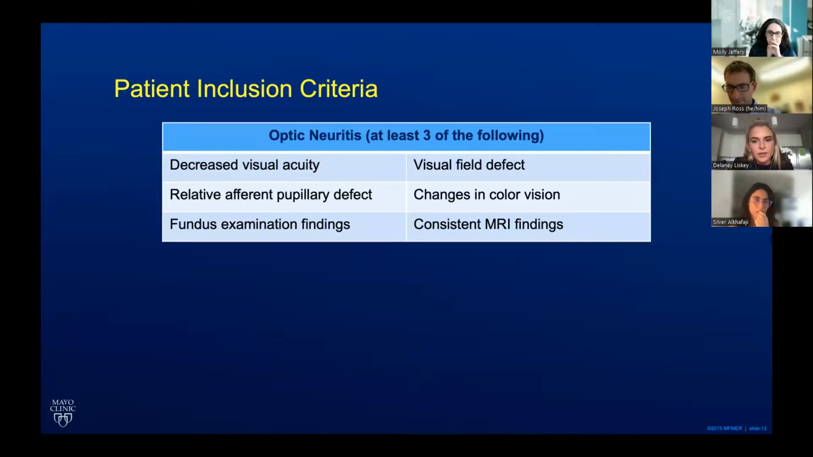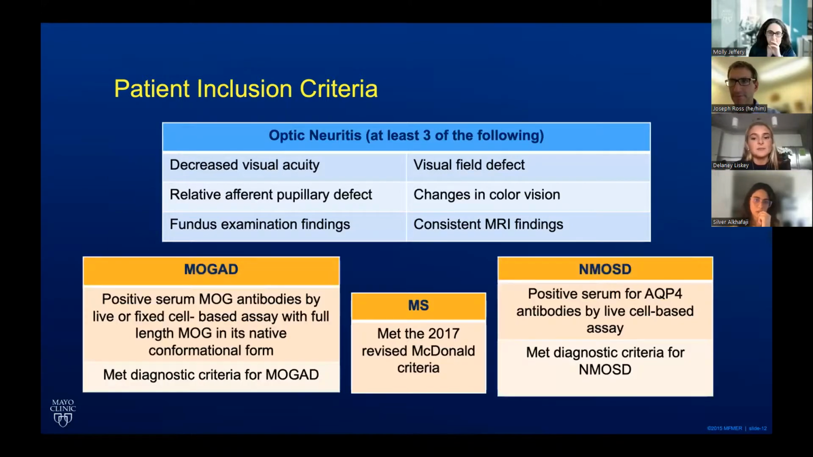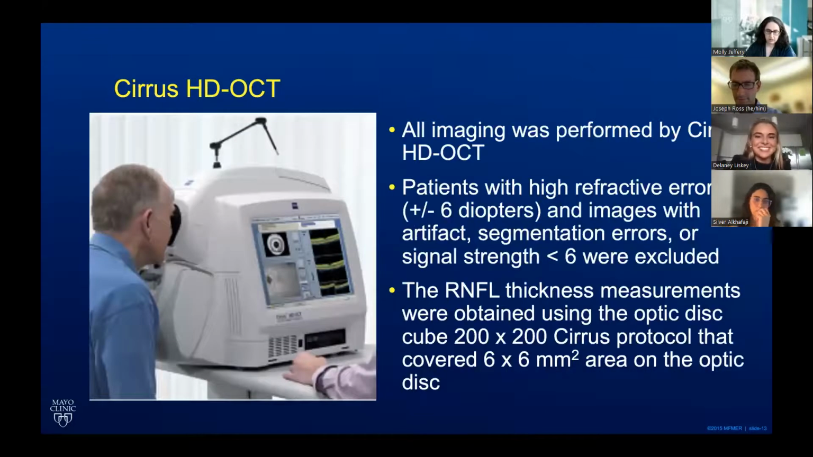And optic neuritis is defined clinically by meeting 3 or more of the following criteria in the blue table. And patients with the respective disease subgroups meet the respective diagnostic criteria. All imaging was performed by Cirrus HD OCT machines. And for the sake of time, we excluded images with low signal strength, artifacts, et cetera.